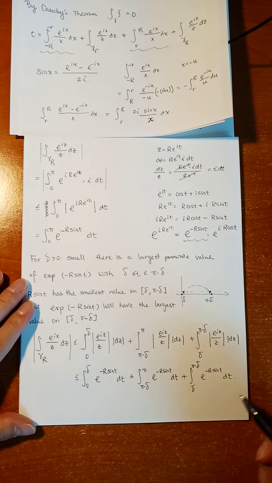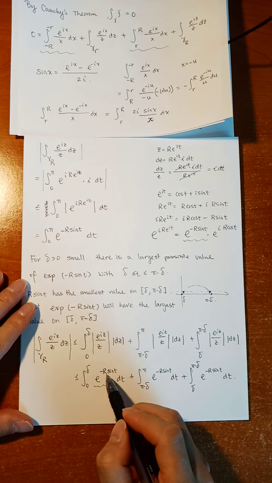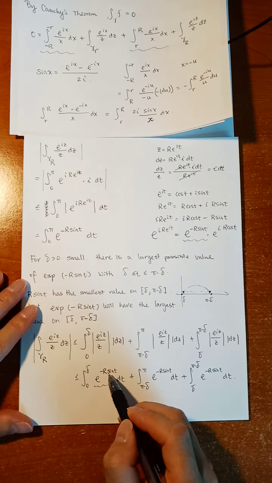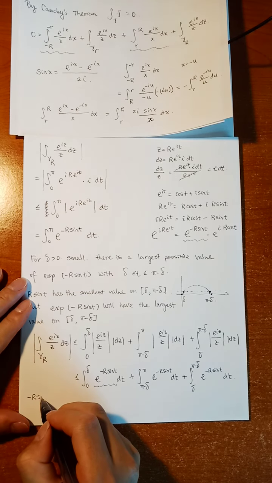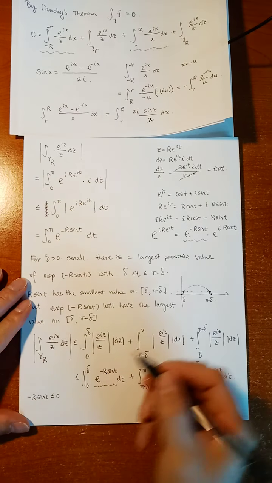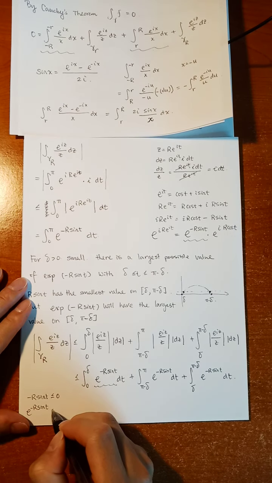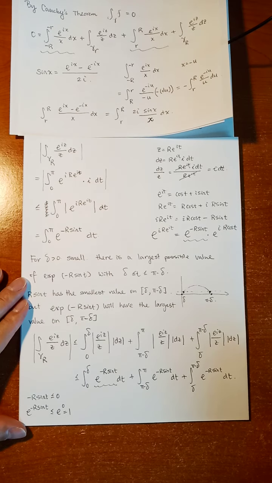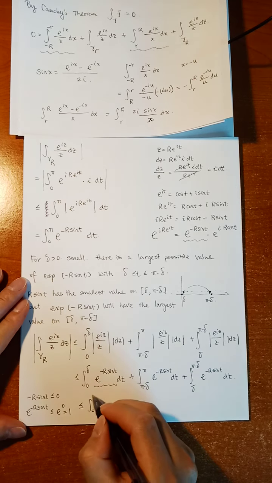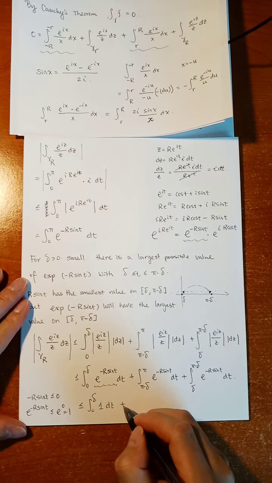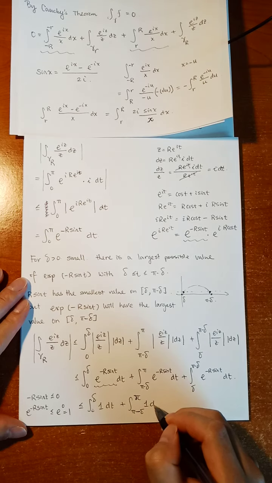Okay, but we're going to use a different strategy. Here r sin t is positive, but with the negative sign it will be negative, so it's less than or equal to 0. Exponential is an increasing function, so it's less than e to the 0, which is 1. So this term is less than 1. So integrate from 0 to delta 1 dt. Here's a similar thing: integral from pi minus delta to pi 1 dt.